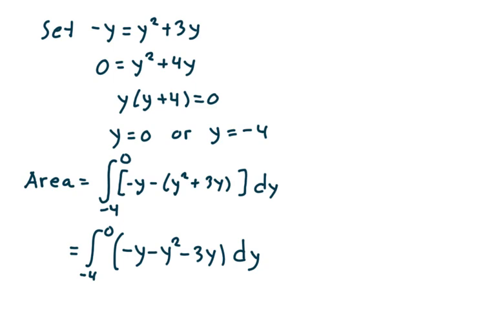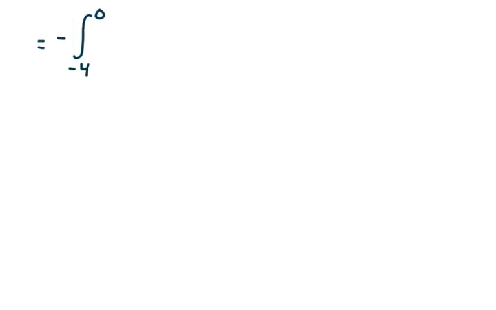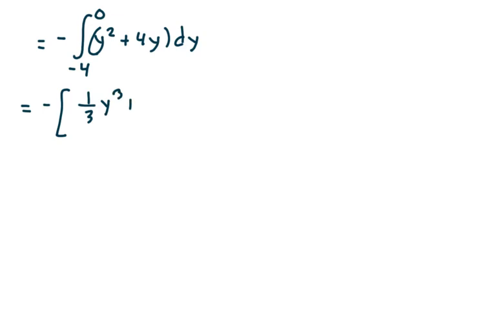Now, if you guys are okay, can I factor out the negative 1? So in other words, I'm going to write this as, I'm going to factor out the negative 1. And I'm going to integrate from negative 4 to 0 of, and then it's going to be y squared plus 4y dy. So this is negative of 1/3 y cubed plus 2y squared, evaluated from negative 4 to 0.